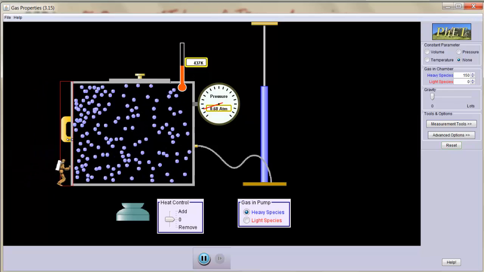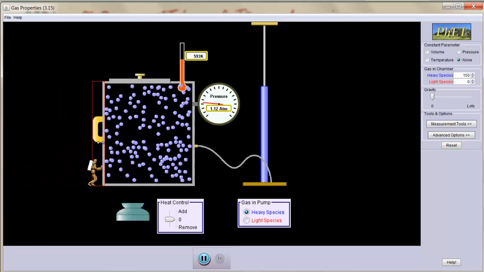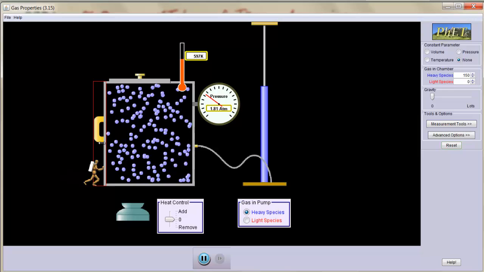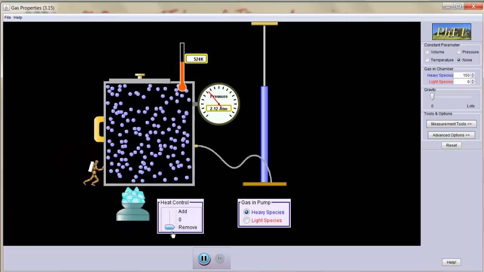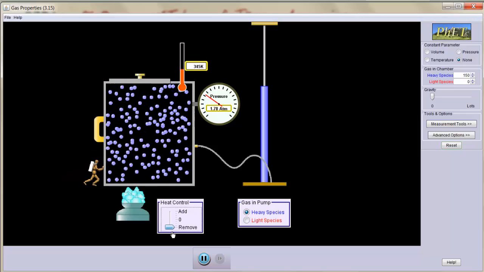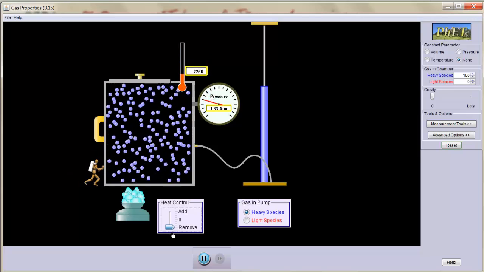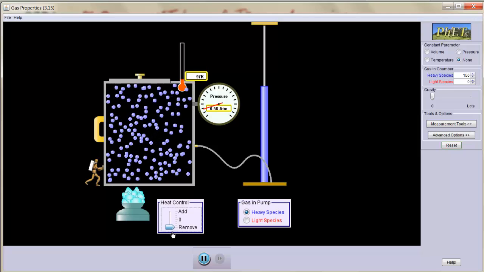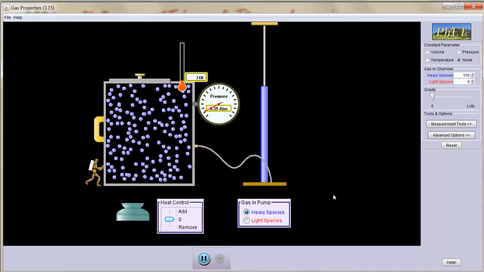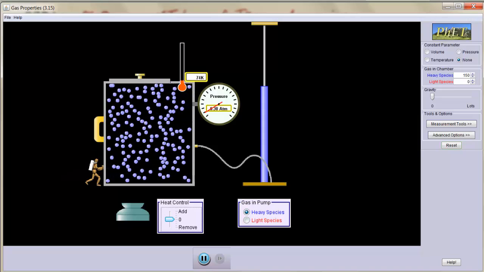I start to squeeze the gas, the temperature goes up, and the pressure goes up. But I don't want the pressure to go up. So what do I have to do? I've got to remove heat. So Q has to be negative for this process until I get the pressure all the way back down to where it was originally. So Q is negative. Let's fill that in.